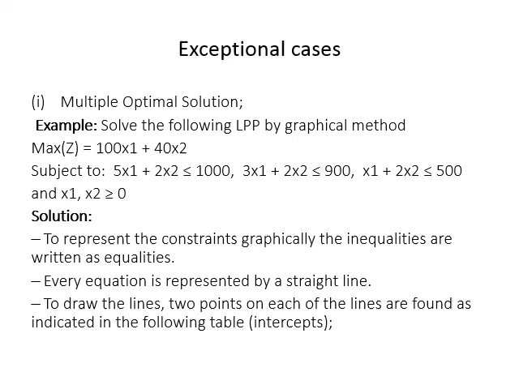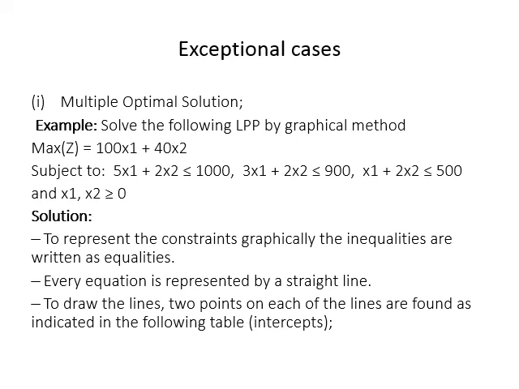When the linear programming problem faces more than one solution. Solve the following LPP by the graphical method, where maximum Z equals 100x1 plus 40x2, this objective function, subject to 5x1 plus 2x2 less than or equal to 1000, 3x1 plus 2x2 less than or equal to 900, x1 plus 2x2 less than or equal to 500, and x1, x2 more than or equal to 0.